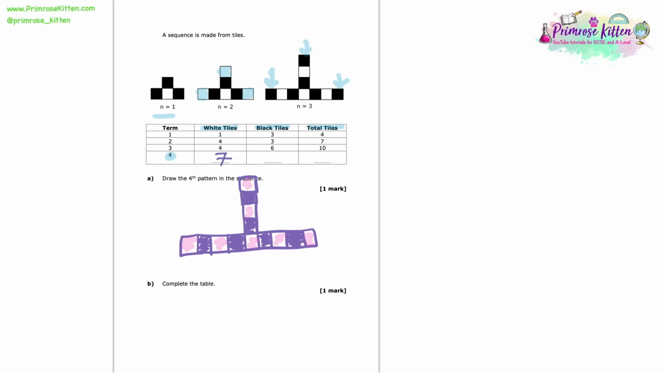Then at the same time, if I look at the number of black tiles, I have 1, 2, 3, 4, 5, 6. So I have 6 black tiles. Now to work out the total number of tiles, that is just the white tiles plus the black tiles. So that means that we have 13 tiles in total.